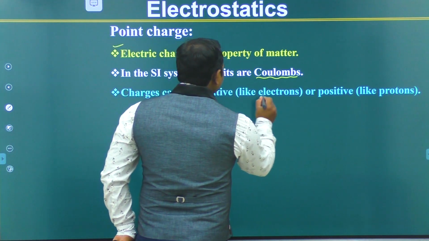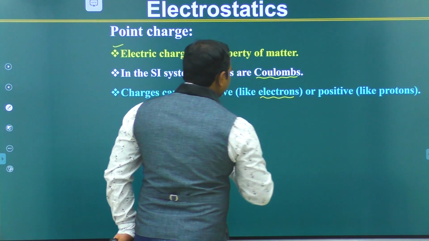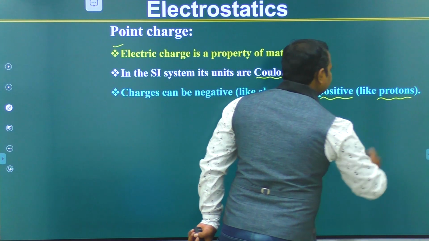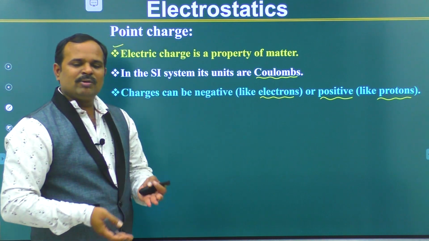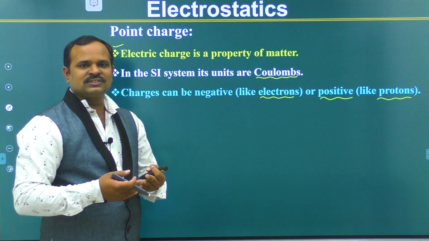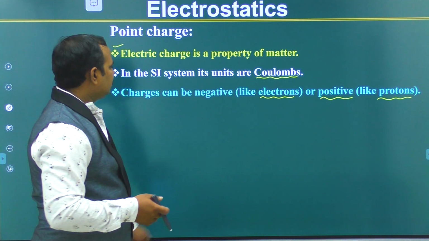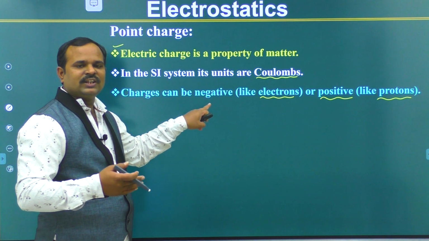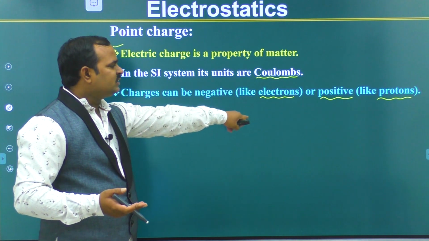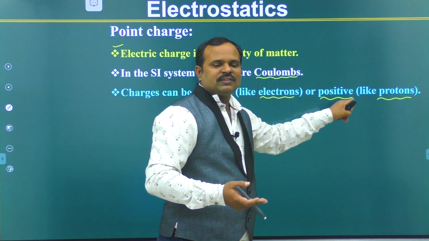If the charge is negative, then like electrons will have a negative charge, and the positive means protons. Positive charges, maybe there will be other particles also other than protons, like positrons and many other charges. Negative charges also, there might be many other negative charges, but electrons will be represented with a negative charge and protons will be represented with a positive charge.